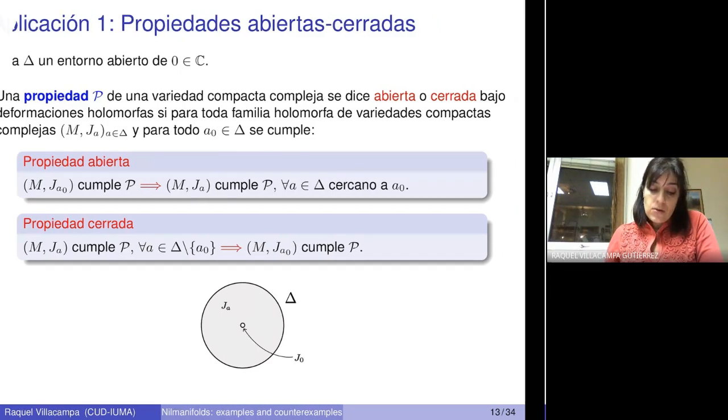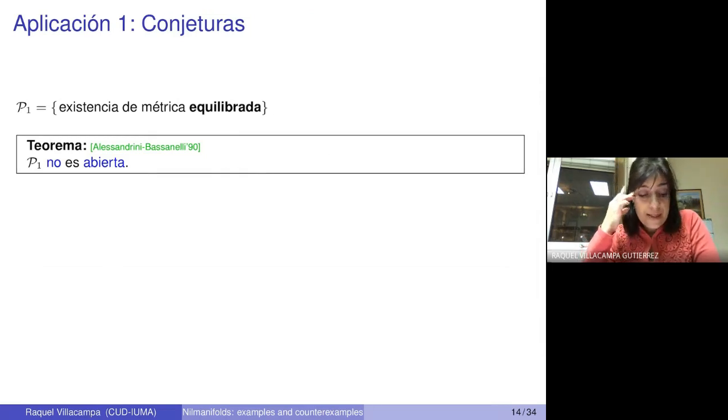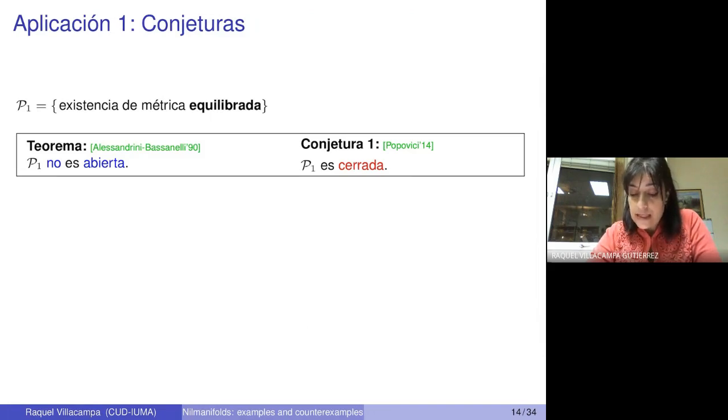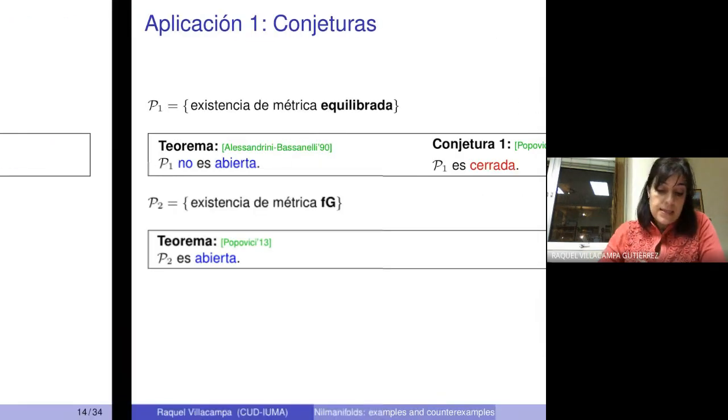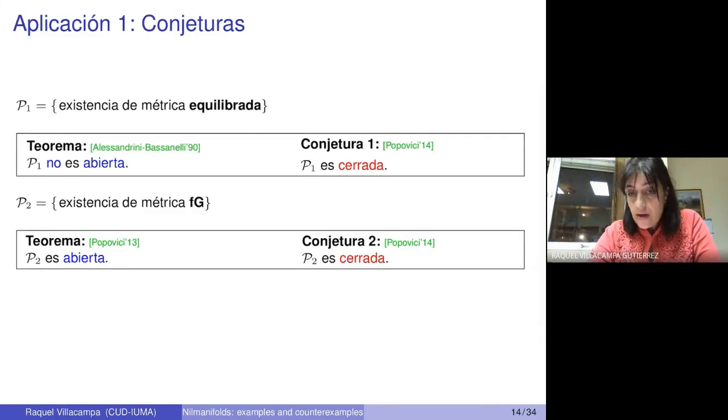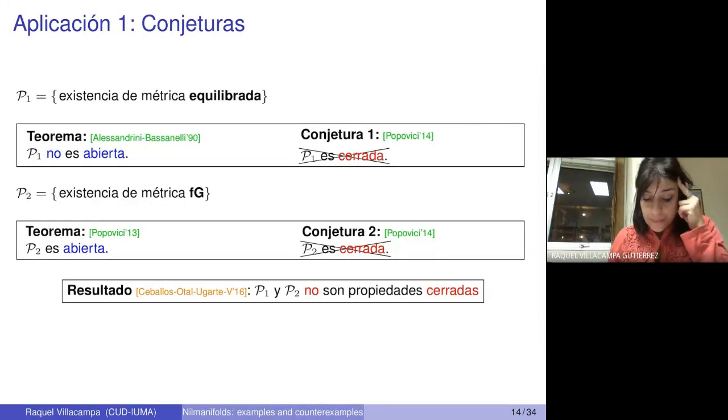Okay, so now we are going to consider two properties. The first property is the existence of a balanced metric. In the 90s, Alessandrini and Bassanelli proved that this property is not open. And many years later, Popovici conjectured that this property is closed. In a similar way, Popovici proved that the existence of strongly Gauduchon metrics is open and conjectured that it is closed. Okay, so we have a complete study of Hermitian metrics on nilmanifolds of dimension 6. And with this study, we can prove that these two conjectures fail. In fact, we prove that these two properties are not closed.